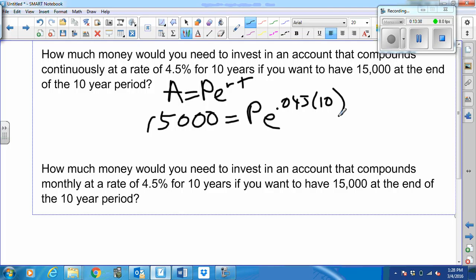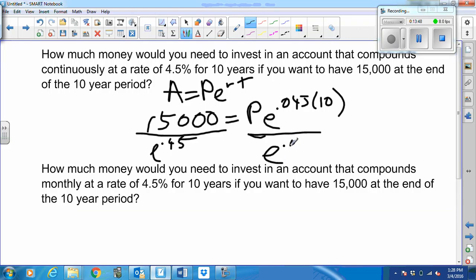So when I get P by itself, I'm going to divide both sides by e to the 0.45. And so when we divide 15,000 by e to the 0.45, we get that we would need to invest $9,564.42, round to the hundredths place because that makes sense.